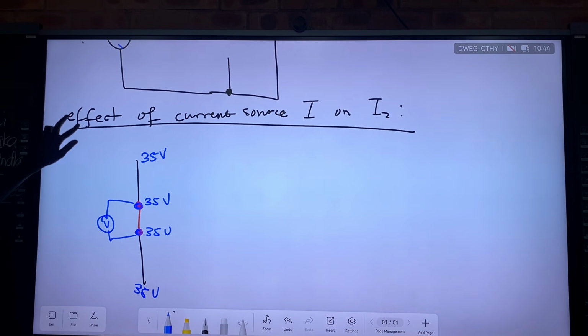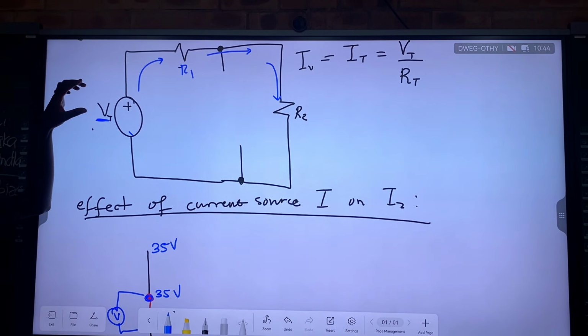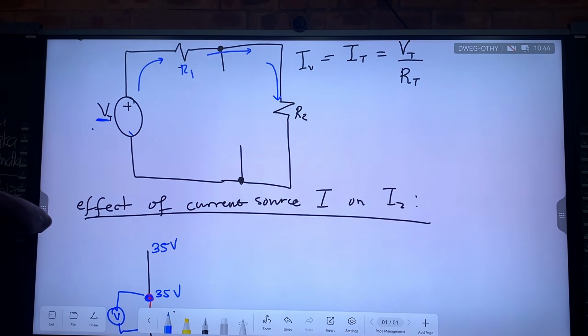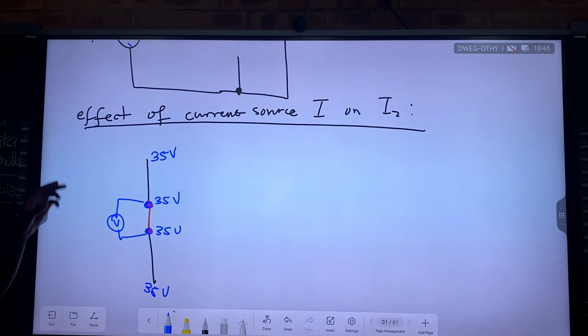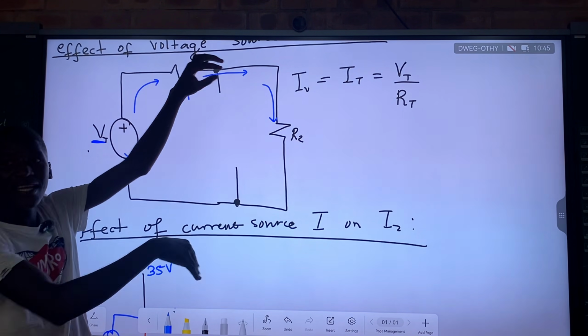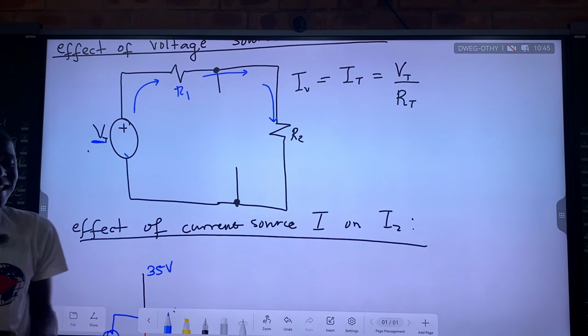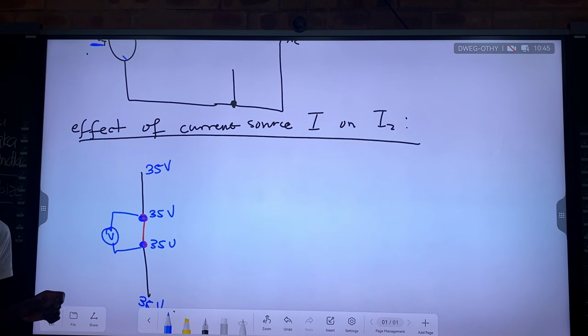So for us to say we are removing this voltage source, I am trying to say I want this voltage source to be 0 so that it has no effect. For me to be able to remove it effectively, what am I going to do? I'm going to short circuit, not opening the circuit. It's two different things. Opening the circuit is when the current becomes 0, but short circuiting the circuit is when the voltage becomes 0.